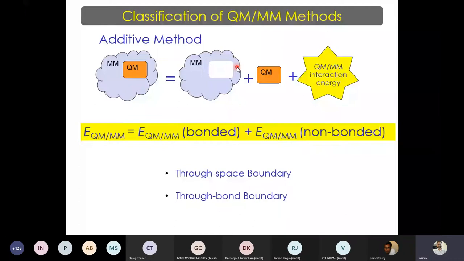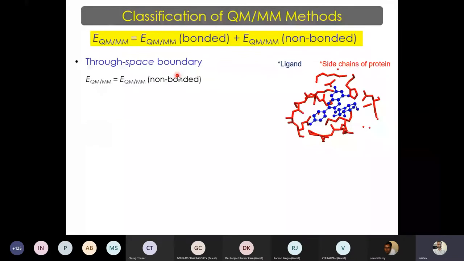But in case I want to break a bond to define my boundary, then that would be called through bond boundary. We'll come to through bond boundary in a moment's time, but let us first look at the through space boundary. Here, for example, I have a ligand and the side chains of the protein are shown in red. The ligand is shown in blue. I am taking the blue region as the QM region and the red region as the MM region. The protein is in MM, the ligand is in QM. In this case, you see that there is no bond breaking. So this region is free from any bond breaking or bond formation with respect to the side chains of the protein.